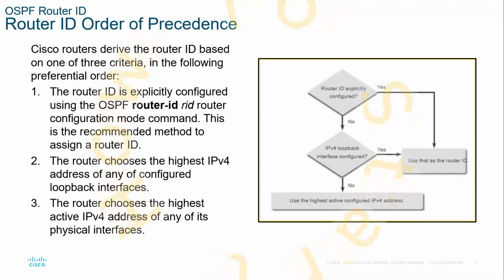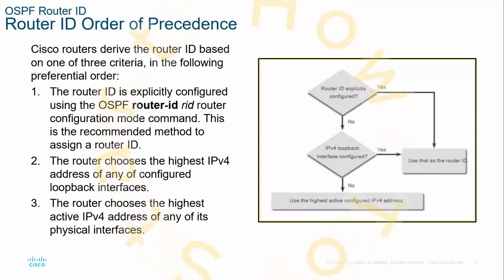Alright, so router ID order of precedence. First, the router ID is explicitly configured using the router-id command. That would allow it to go first. Second, the router will choose the highest IPv4 address of any configured loopback address. So if you don't manually configure a router ID, the router will choose the highest loopback address. If there is no router-id command issued and there's no loopback address, the third choice would be that the router will choose the highest active IPv4 address of any of the physical interfaces.